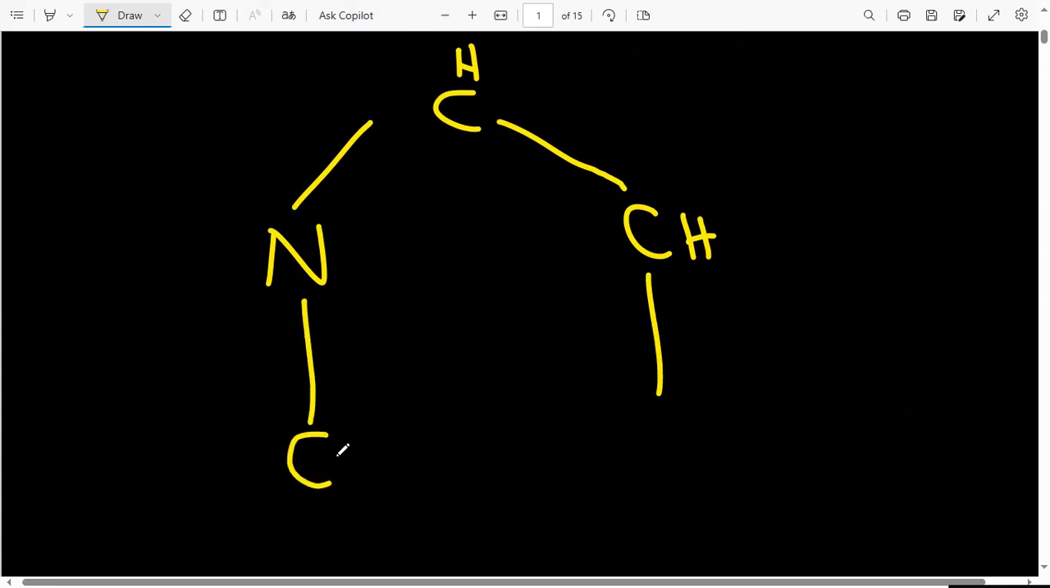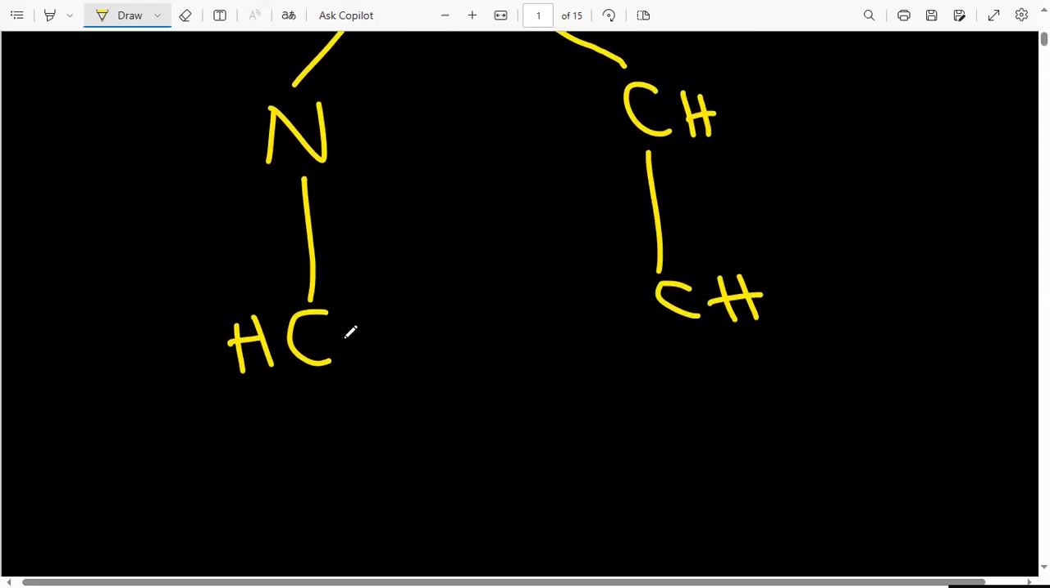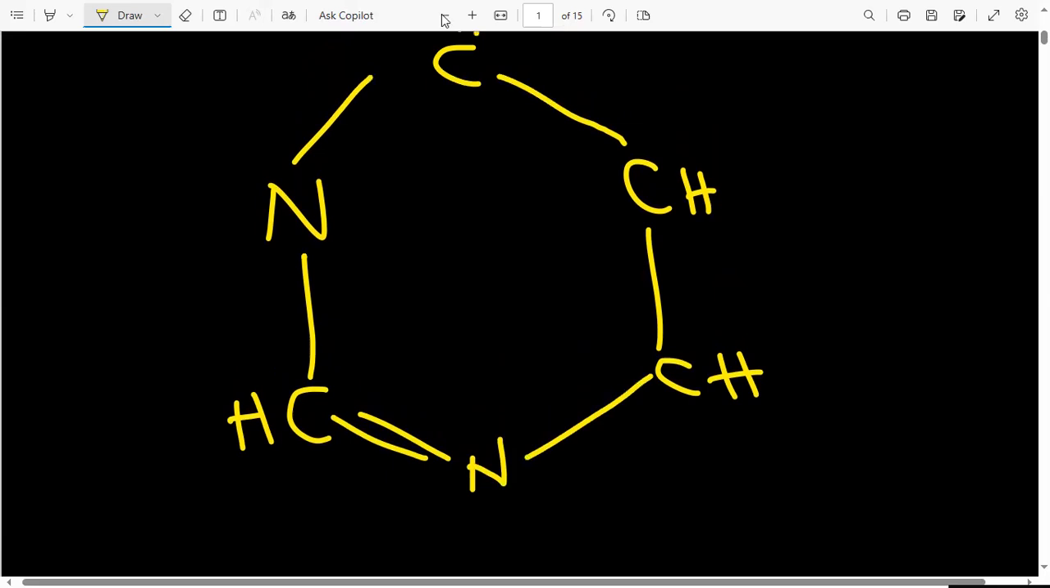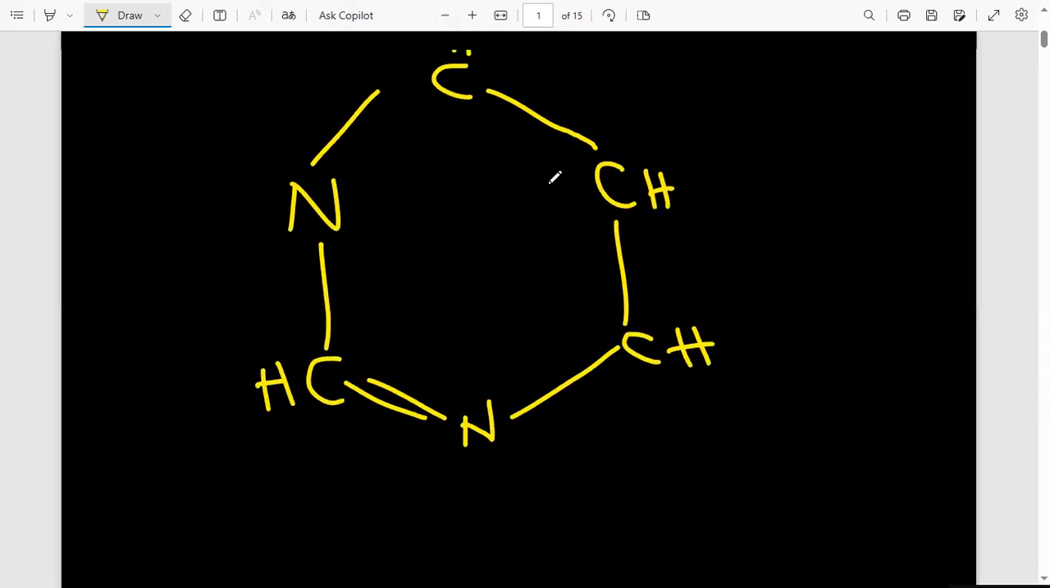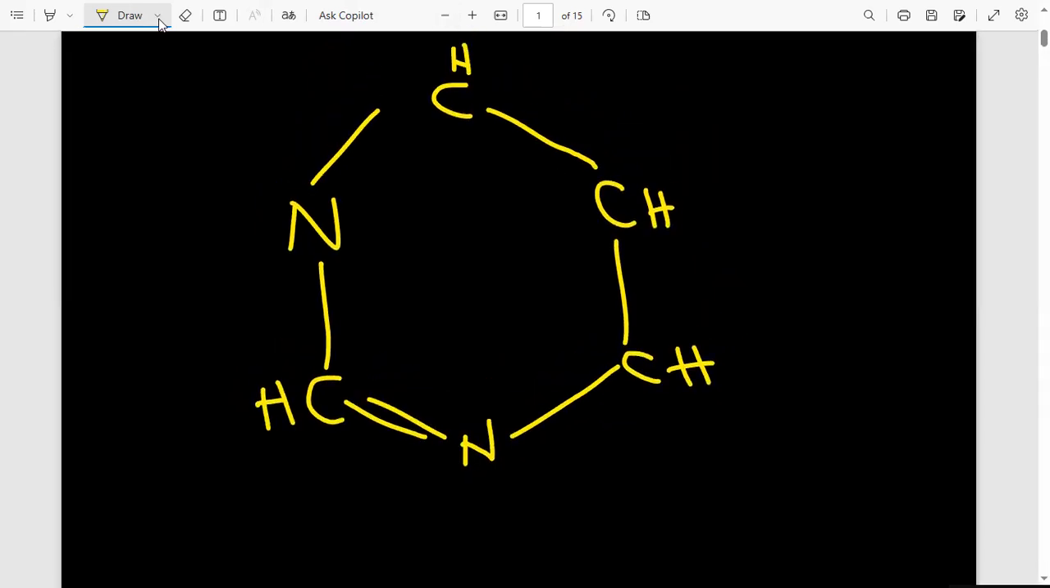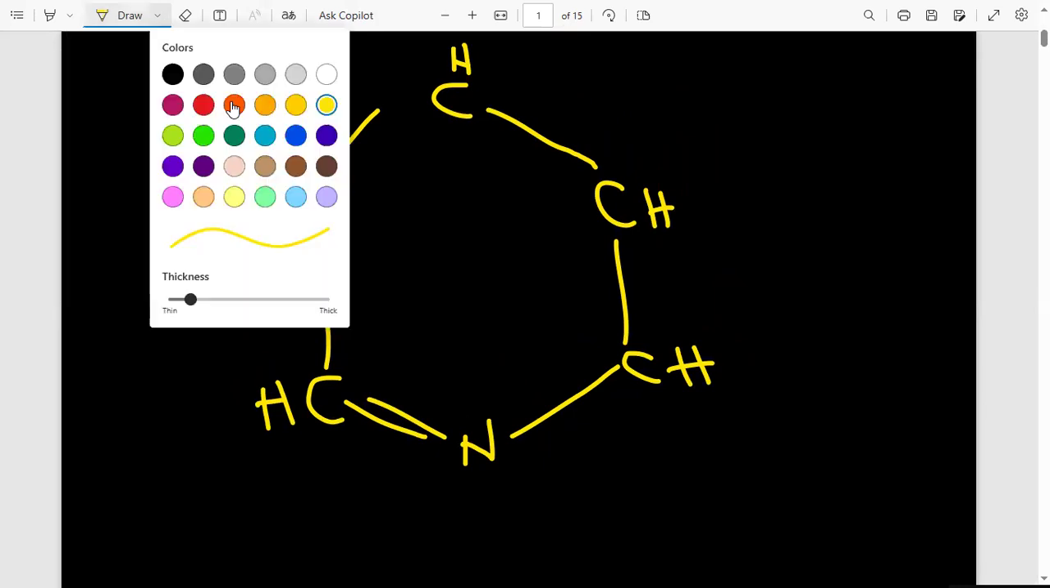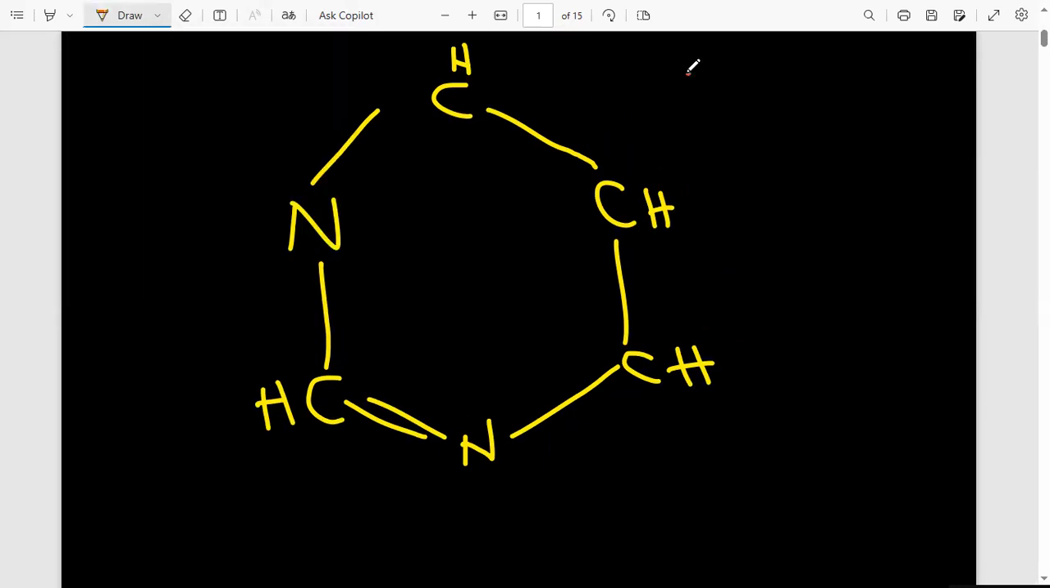We have a CH here. And then you also have a CH here. Okay, and then these will connect to a nitrogen like that. Okay, so you need to practice it. You can't know this without practicing. Okay, so the important thing here to know is also the positions of these nitrogens.